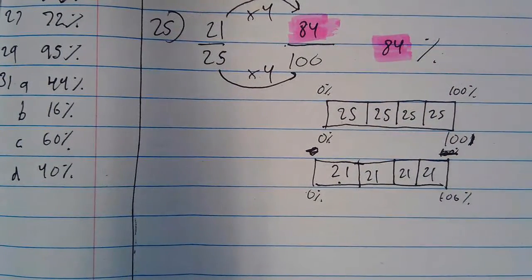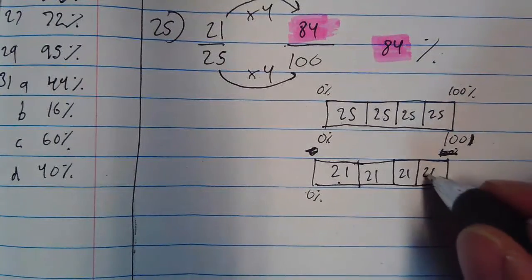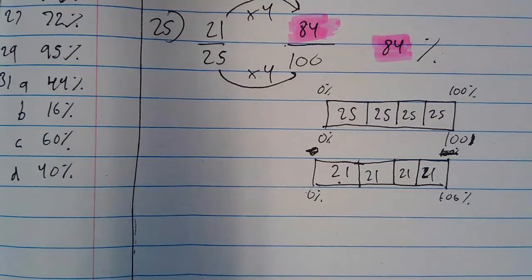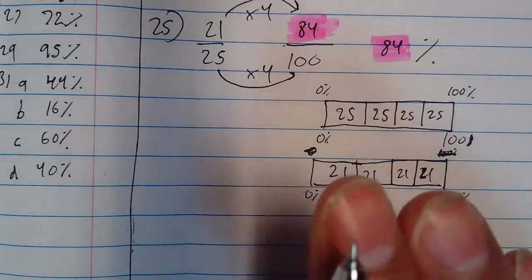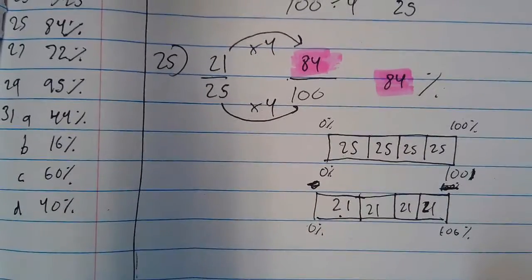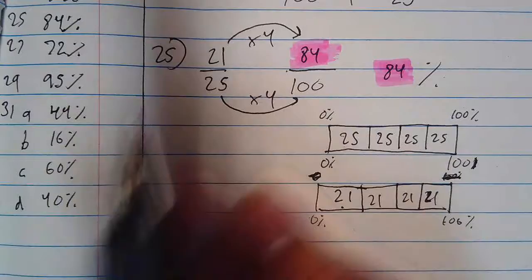And you see that that's 84. That looks like a 24, but it's really a 21. I apologize for my sloppy writing. If this did not make sense, let me know tomorrow in class. All right. But if you understood this, you're good.